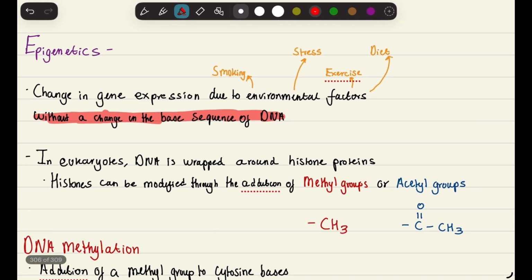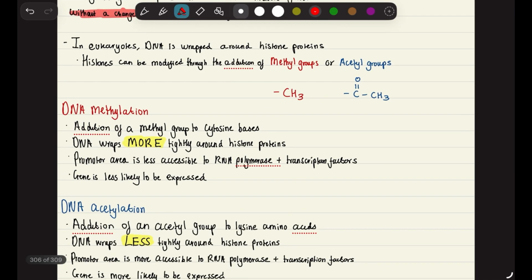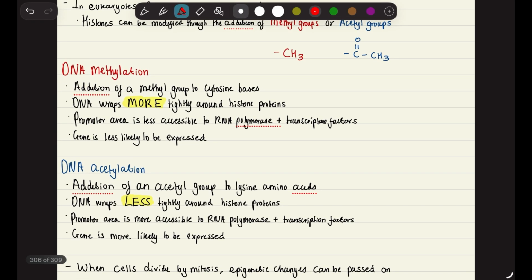In your eukaryotic cells, your DNA is wrapped around histone proteins. We should have covered that in the cell structure video at the beginning of this topic, but we do not, so we have it wrapped around histone proteins. How tightly the histone proteins are wrapped around the DNA, I should say, is modified by the addition of methyl groups and acetyl groups, which I have drawn underneath. So whenever you're answering an epigenetics question, I want you to follow these steps or principles, which should help you to get the answer every single time.